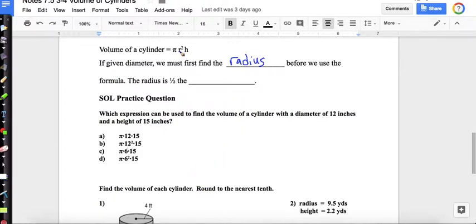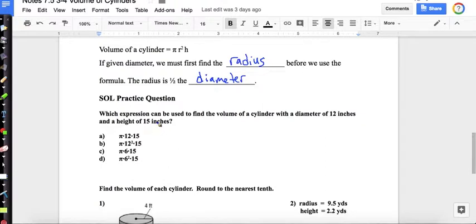Because the formula has r, so if they give us d for diameter, then we need to take half of it. So the radius is half the diameter. So for example, if the diameter was 8, the radius would be 4. If the diameter was 12, the radius would be 6. If the diameter was 20, the radius would be 10. Good, so now we have an SOL practice question to get us started off.